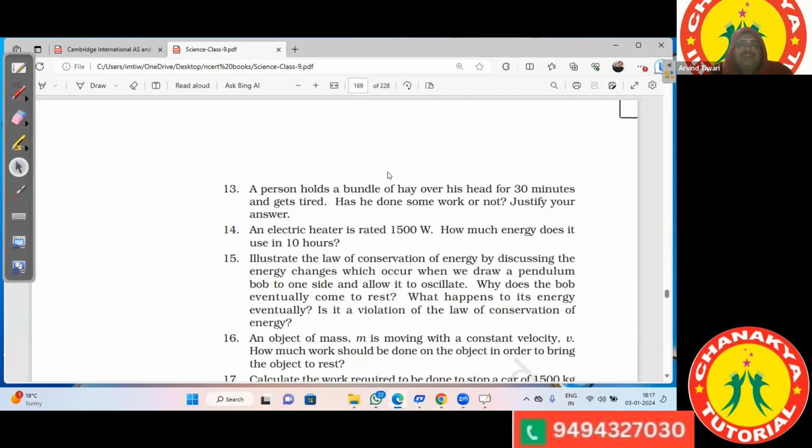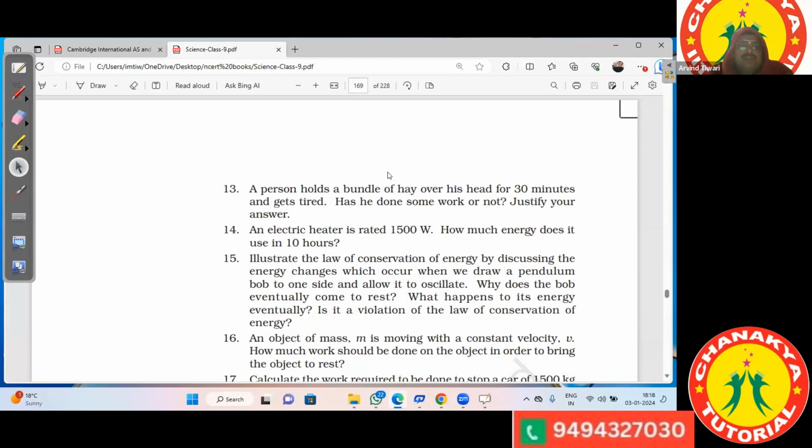See, he has not done any work on the bundle, but his muscles are continuously working to lift the bundle on his head. Right? So that is why he gets tired. Work is done on his muscles. Okay. So he is getting tired because of the work done by his muscles on his body only.